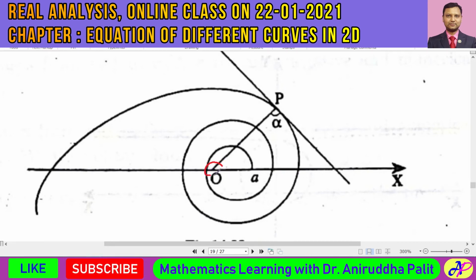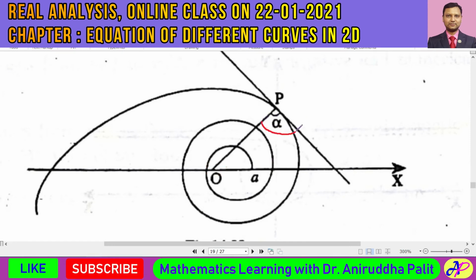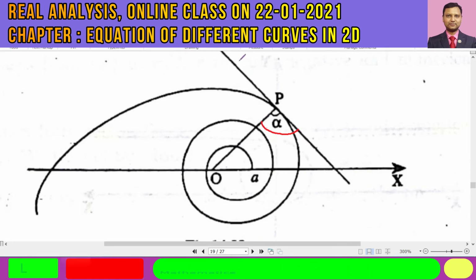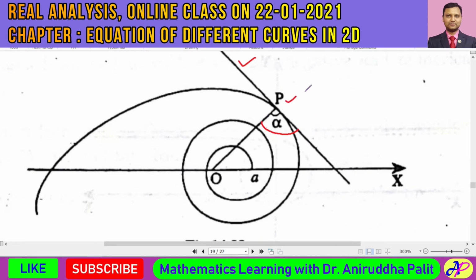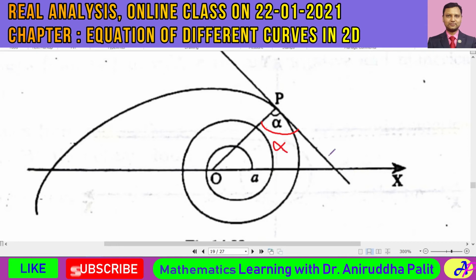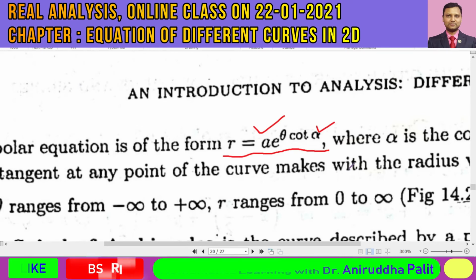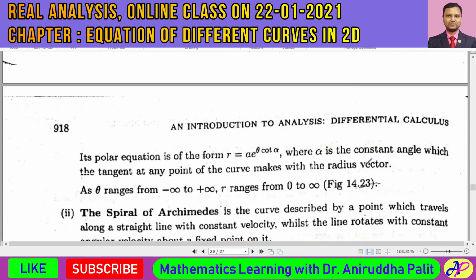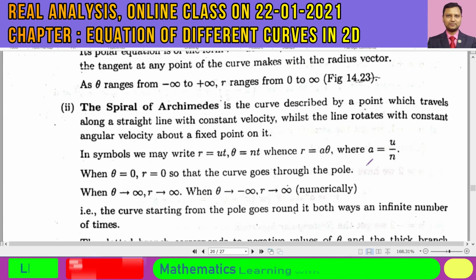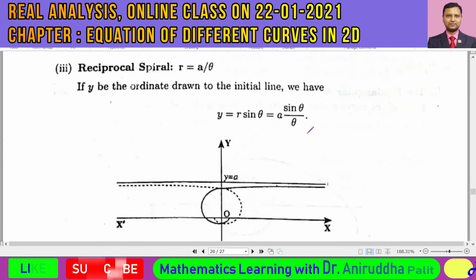the pole over here, it can be proved that the radius vector always makes an angle alpha with the tangent line. This line is the tangent line at the point P. So this angle is always a constant quantity alpha, and this alpha comes in the equation r equals a into e to the power of theta cot alpha. This is called the equiangular spiral. And there are several other spirals like the spiral of Archimedes. We don't need to study all these reciprocal spirals and so on.